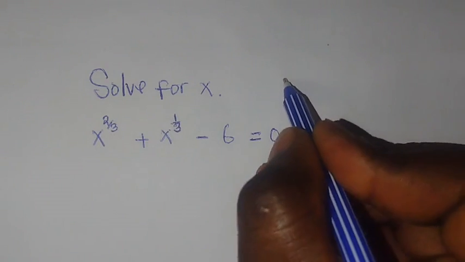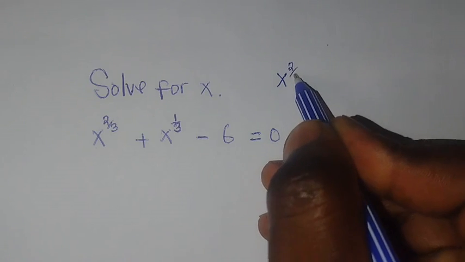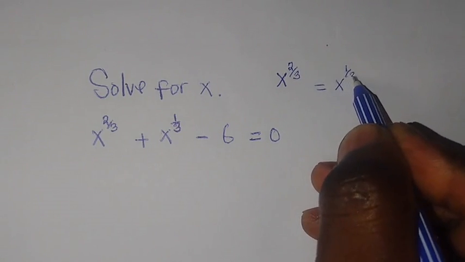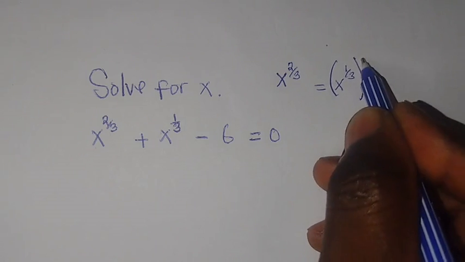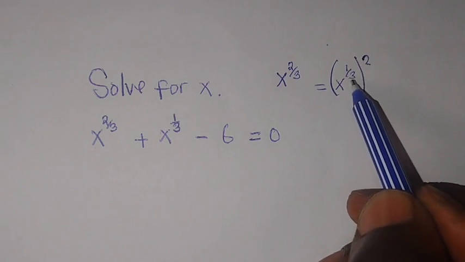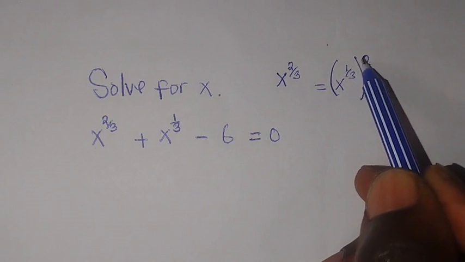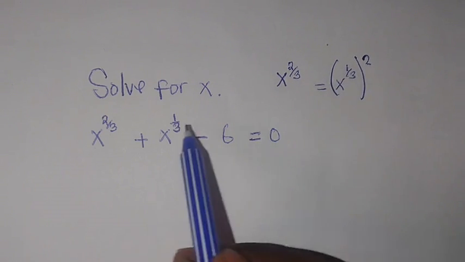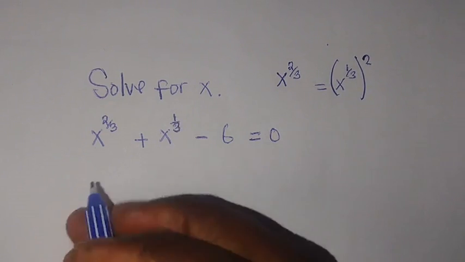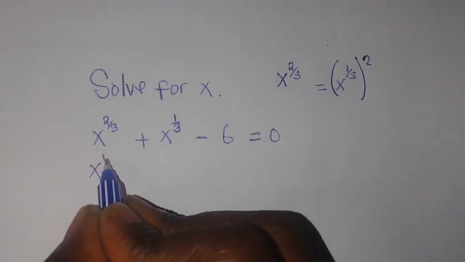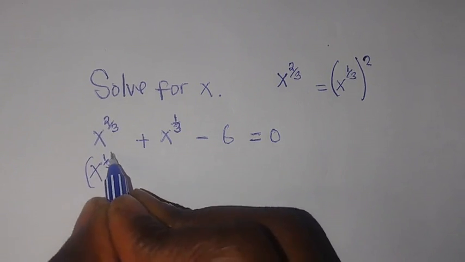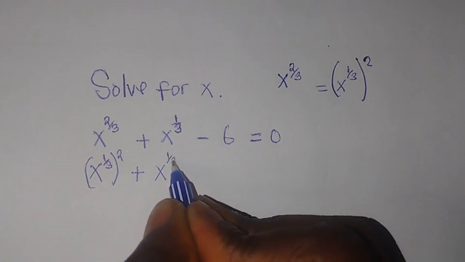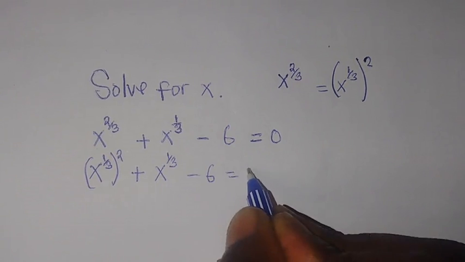This one, which is x to the power 2/3, I can write in this way: x to the power 1/3, I put it in brackets, raised to the power of 2, because when I apply the power to power law, I'm going to get this. I want the power to be 1/3, the same as here. So we write (x^(1/3))^2 plus x^(1/3) minus 6 is equal to 0.